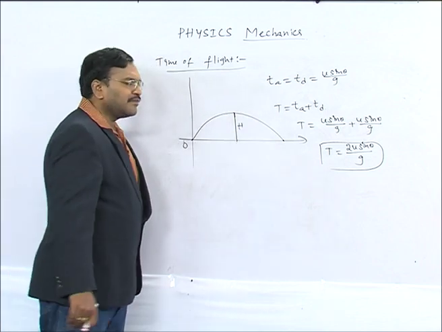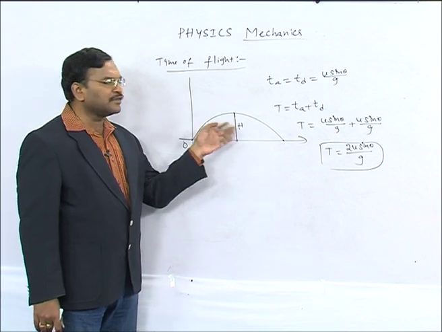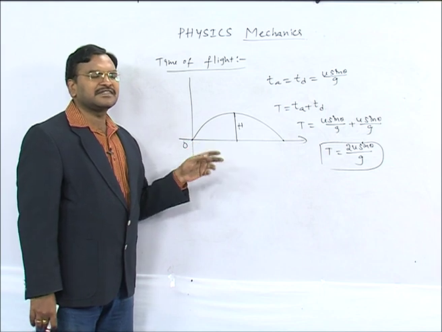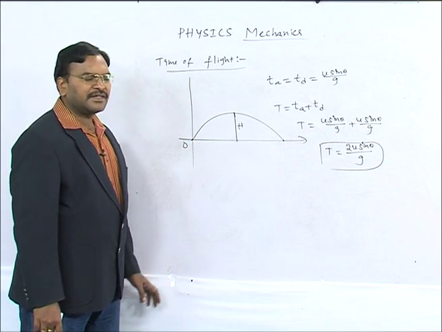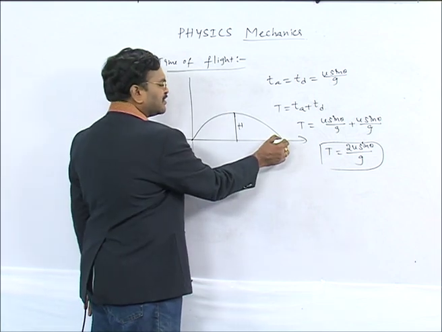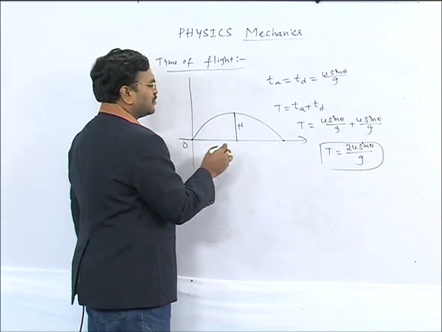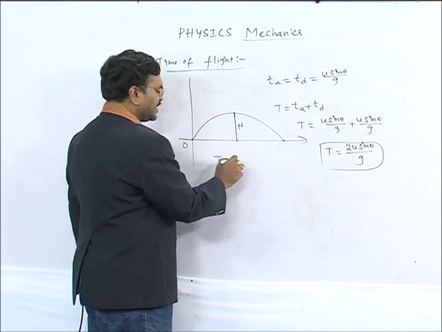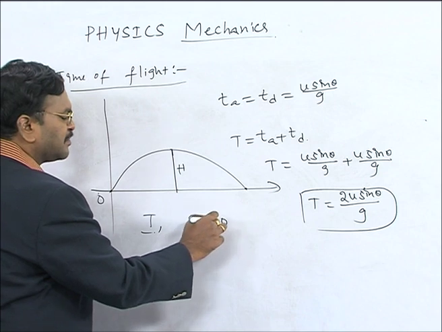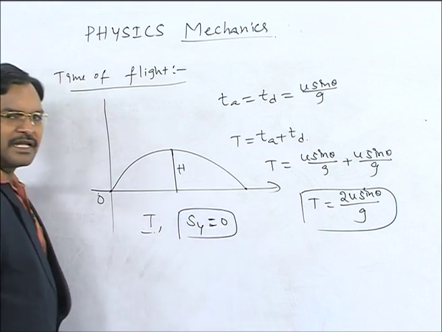We know how we derive this. Already you know the displacement of a projectile in time t seconds: y is equal to U sin theta into t minus half g t square. But if small t is equal to capital T, at the end of time of flight, the vertical displacement of the projectile is 0. At the end of the time period, the vertical displacement is 0.